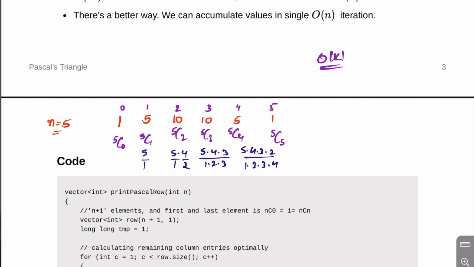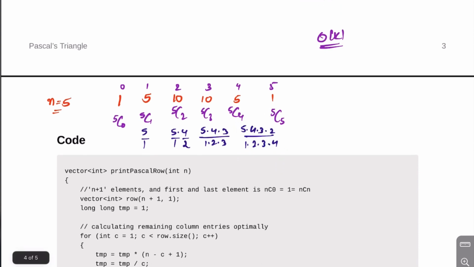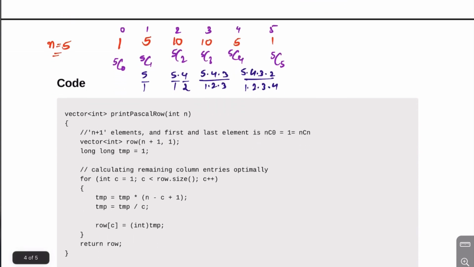Because in the process of calculating n choose k, we are already calculating all the values for k equals 1, 2, 3, and so on, right? So when you are calculating 5 choose 4, if I already have the value of 5 choose 3, I can just multiply by 2 by 4, and my job is done. That's exactly what I'm going to do.